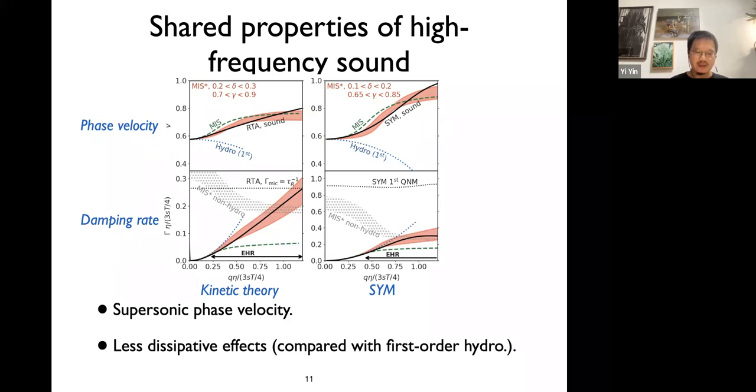On the other hand, we also see that if you compare the extrapolated damping rate with respect to the high frequency sound wave, you can see the sound wave has a smaller damping rate. So what does that mean? Physically, we can interpret these results as follows: if you go to larger and larger gradients, more and more degrees of freedom are out of equilibrium. And this will typically result in a stiffer equation of state or larger effective sound velocities.